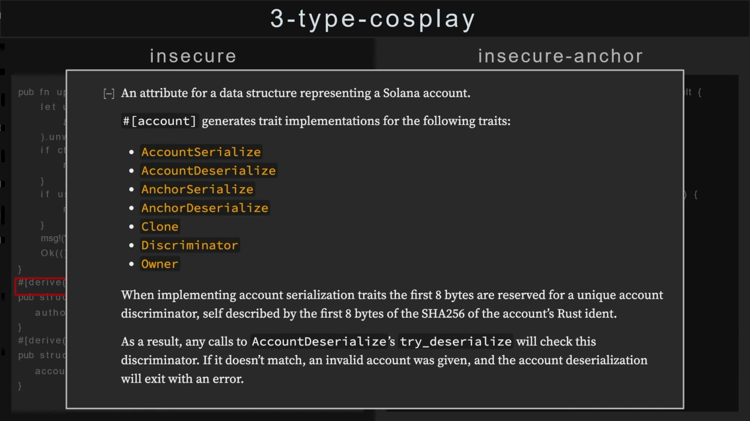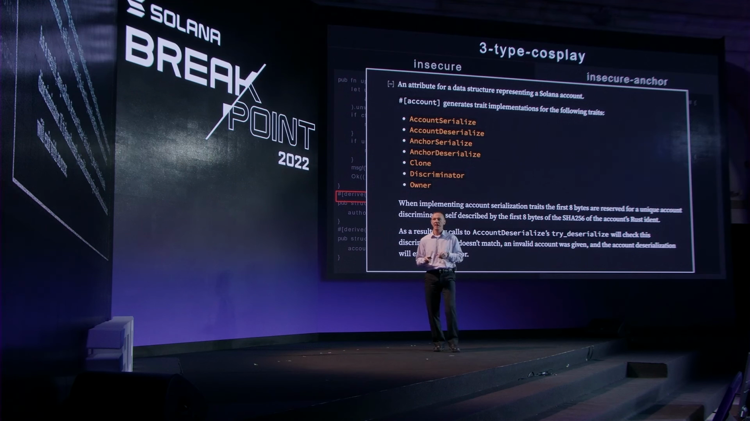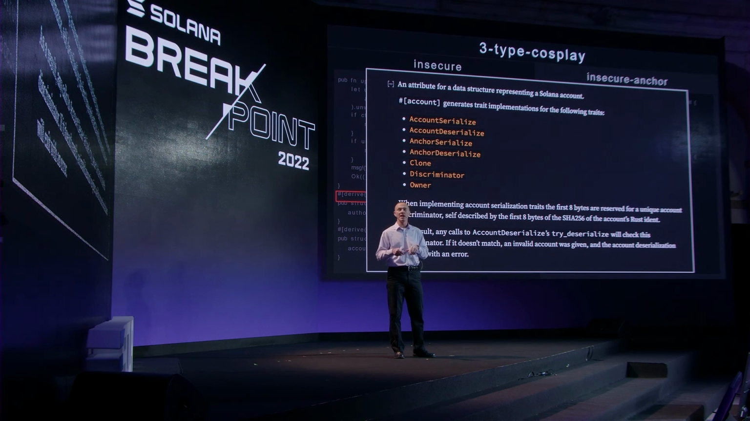And what I want to highlight here is the way that it implements serialization for that struct. In particular, it reserves the first 8 bytes for a unique account discriminator. So more or less the fix I was just describing previously. Moreover, the way it implements anchor deserialize is such that this try deserialize function will check those 8 bytes. And if those 8 bytes are not the value that is expected for the account that you're trying to deserialize, it will raise an error.